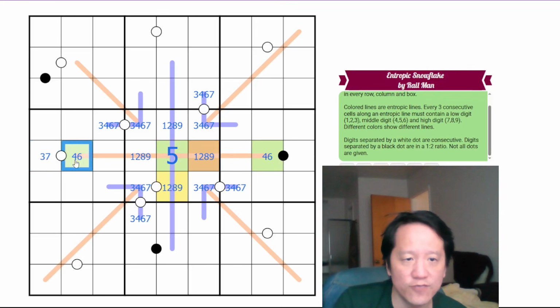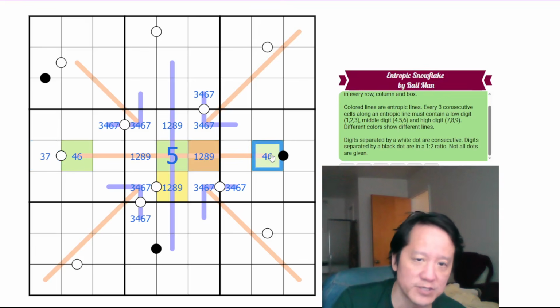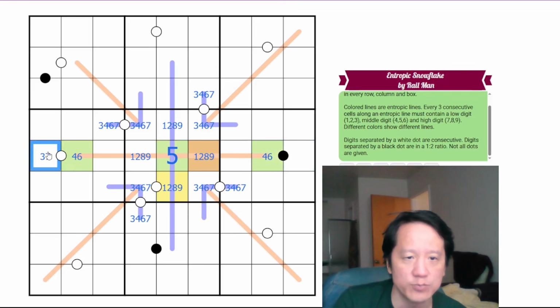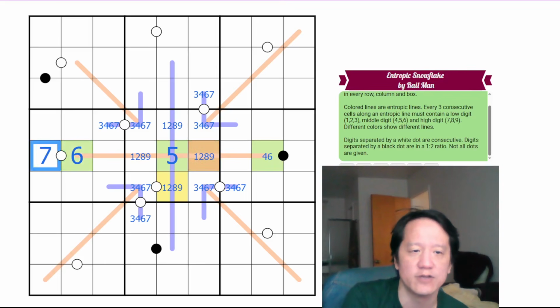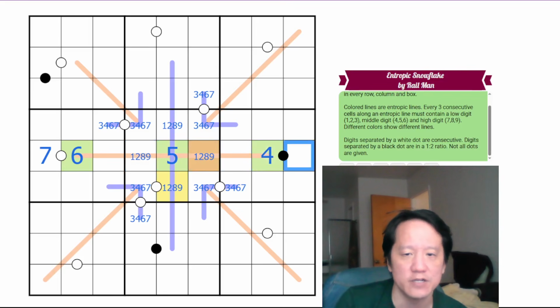And if this is 4 and 3, this would force this to be 6, which would be in a 1 to 2 ratio only with 3, and we'd have a duplicate 3 in this row, which is not allowed. So this cannot be 4 and 3, therefore this must be 6 and 7 here, which makes this 4 and 2 or 8 here.